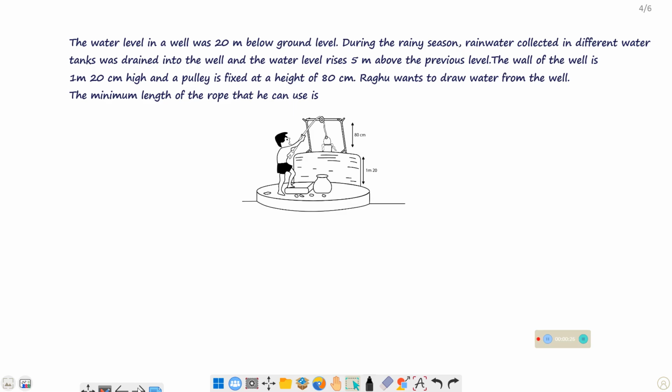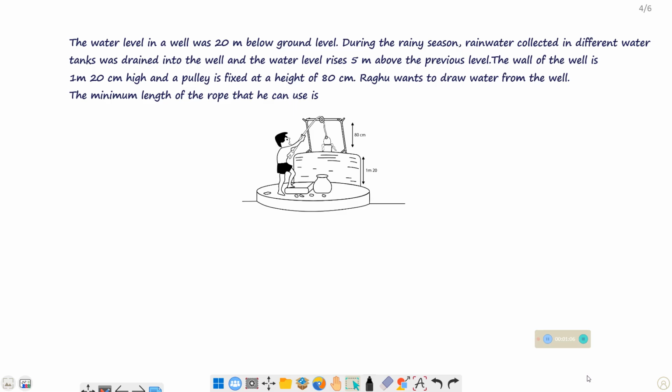The water level in a well was 20 meters below ground level. During the rainy season, the rainwater collected in different water tanks was drained into the well, and the water level rises 5 meters above the previous level. The wall of the well is 1 meter 20 centimeters high and a pulley is fixed at a height of 80 centimeters. Raghu wants to draw water from the well. The minimum length of the rope that he can use is the question.